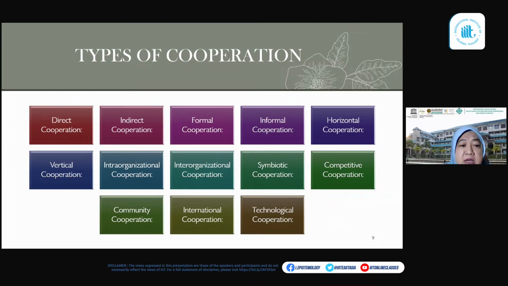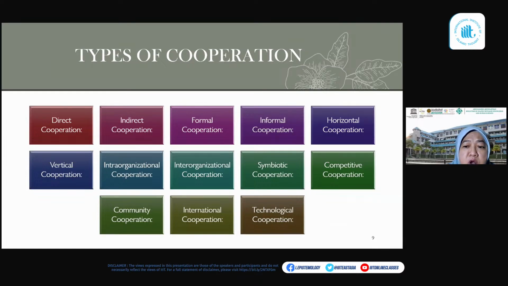Next is intra-organizational cooperation, the cooperation within the same organization, among the staff in the company, and among the people in the same department or in the same organization. And then inter-organizational cooperation is normally a cooperation between different organizations, like non-government organizations partnering with governments to deliver humanitarian aid to Gaza, or in many parts of the world.